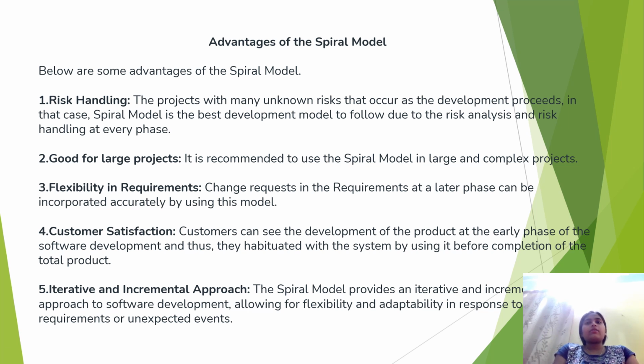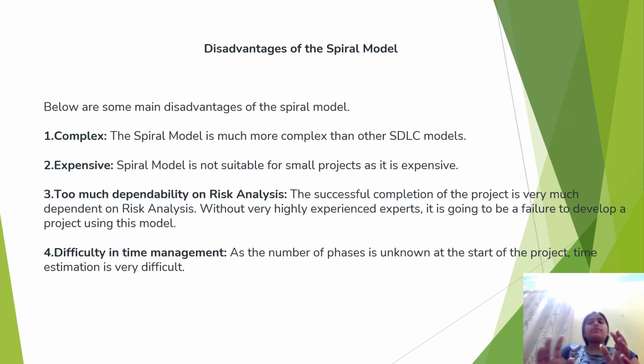Next are the disadvantages of the spiral model. Below are a few disadvantages. First is complex, second is expensive, third is too much dependability, fourth is difficulty in managing time. Let's see each one in detail. First is complex. The spiral model is more complex than the other SDLC models. Expensive. The spiral model is not suitable for small projects as it is expensive.